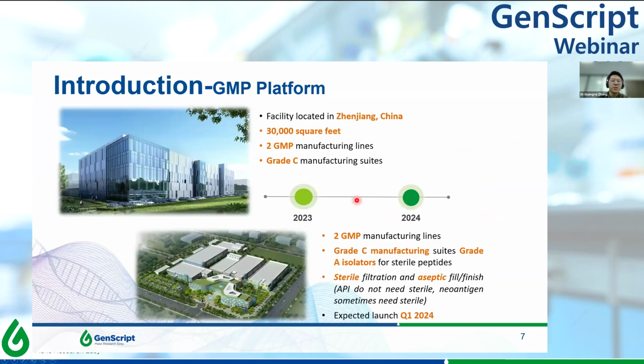Our GMP facility is located in Zhenjiang, China, in a very modern building, and it has 30,000 square feet. We have two GMP manufacturing lines, one for neoantigen and another for peptide API. At the same time, we also have the grade C manufacturing suite. And besides all of this, we've already launched the grade A isolator for sterile peptide.